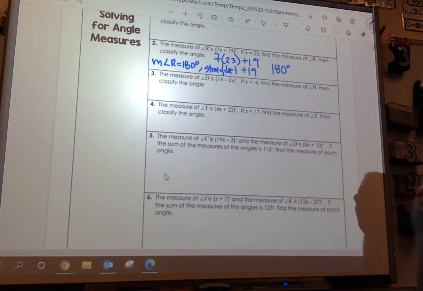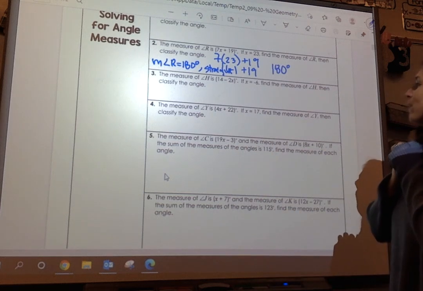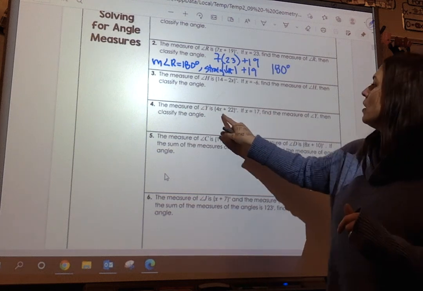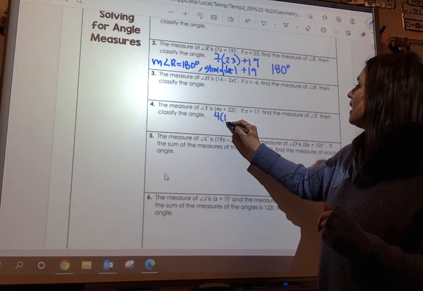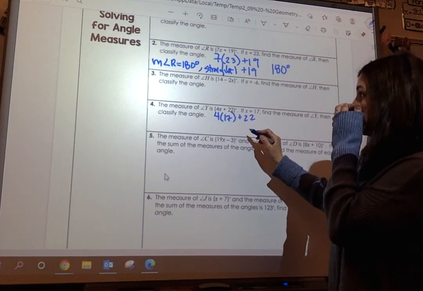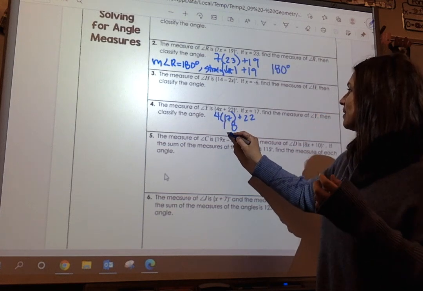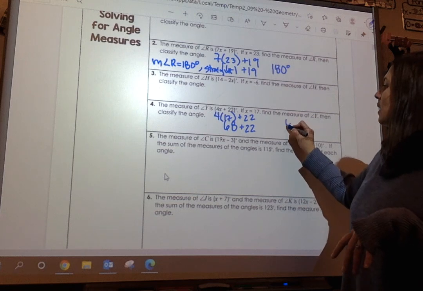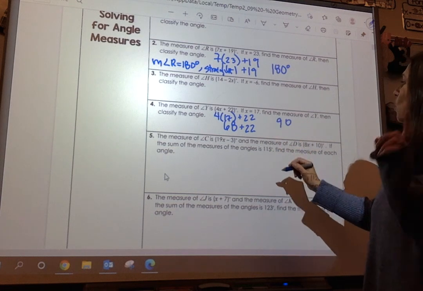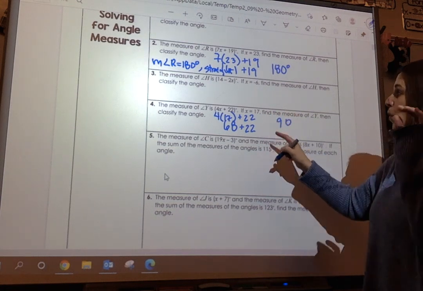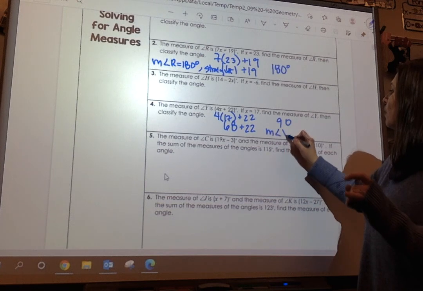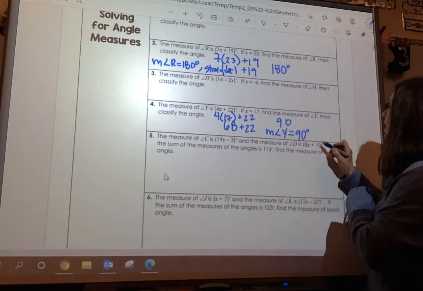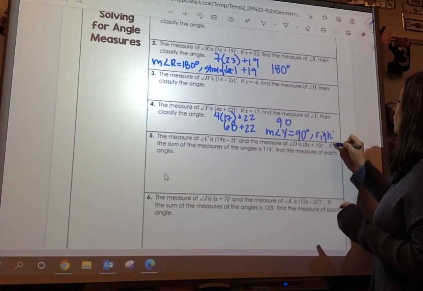It says the measure of angle Y is 4x plus 22. If x equals 17, find the measure of angle Y, then classify the angle. So here I'm going to plug in 17 for x, and I get 68 plus 22. So that's going to be 90 degrees. So watch how I'm writing this. The measure of angle Y equals 90 degrees. Measurement equals 90, so that is a right angle.